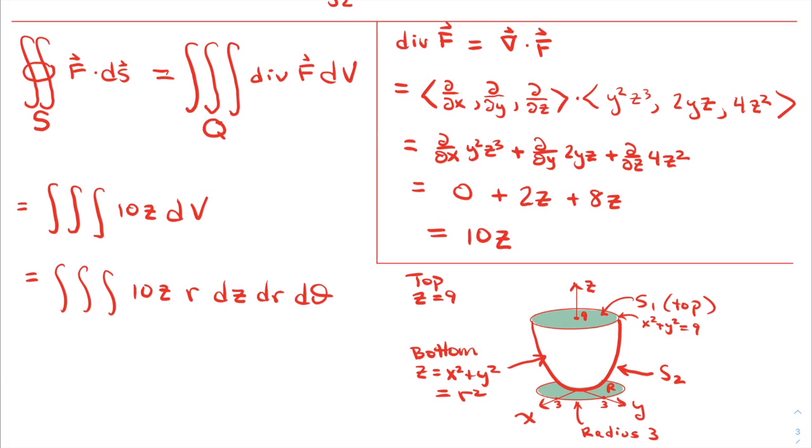Okay. Z has to go from r squared to 9. Okay. R from, I believe, 0 to 3. And theta from 0 to 2 pi. Like that. Okay, so here we go.